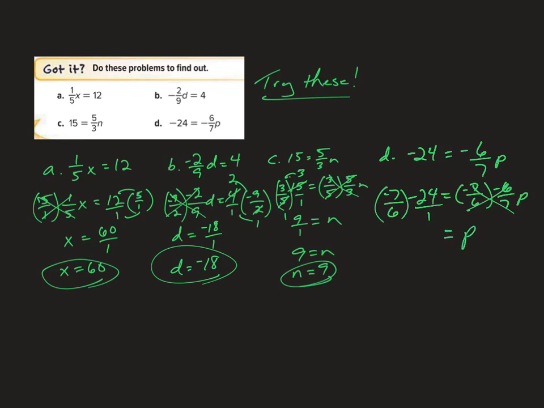Now I'm going to factor out 6 from 6 and 24. So 6 divided by 6 is 1. 24 divided by 6 is 4. And now I can multiply. And remember, this is a negative 24, so negative 7 times negative 4 is positive 28. And 1 times 1 is 1. So I get 28 equals p, or obviously p equals 28 when I flip it around.